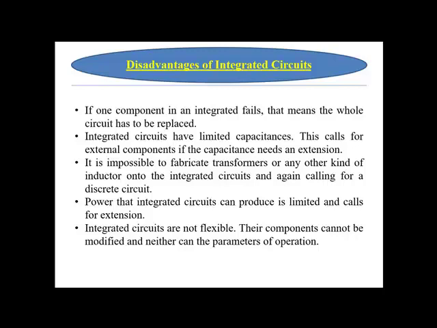Integrated circuits also have limited capacitances. If we want to use more capacitance, we have to use it as an external component, and it is not possible to fabricate a transformer or any other kind of inductor in the IC. If we want to use a transformer or inductor, we have to use it as an external component. Another important thing is that the power an integrated circuit can produce is limited and calls for an extension. Suppose an IC requires 1.5 volt or 1.8 volt; for that purpose, we have to provide a different power supply to fulfill the requirement of the IC.